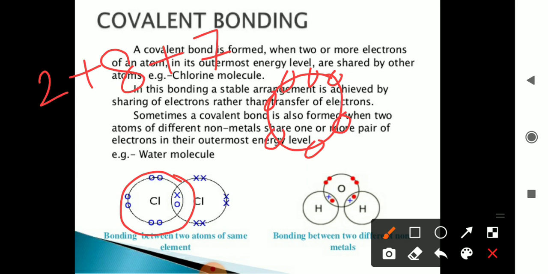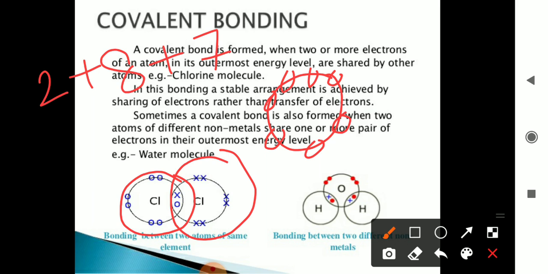But this is covalent bonding. As per the octet rule, when the outermost orbit has 8 electrons, then it is stable. So for stability, rather than transferring, they will share the electron. That electron is present in that particular atom as well as in the neighboring atom. Here we are not transferring.